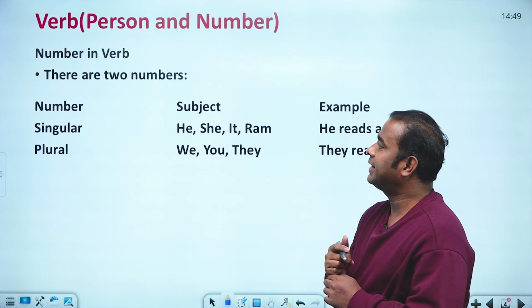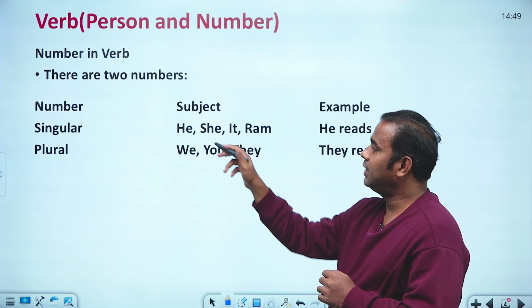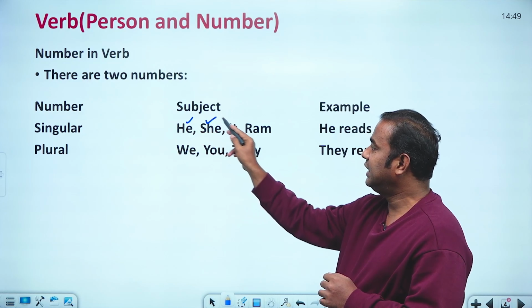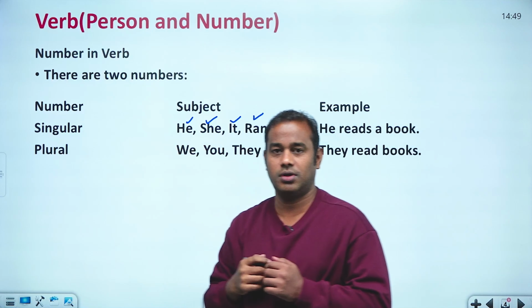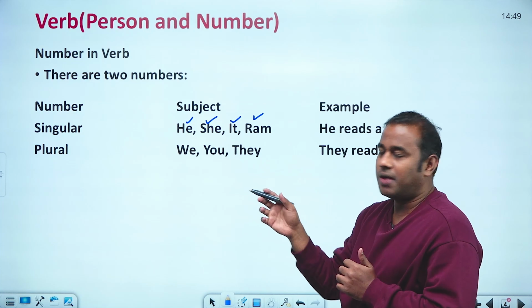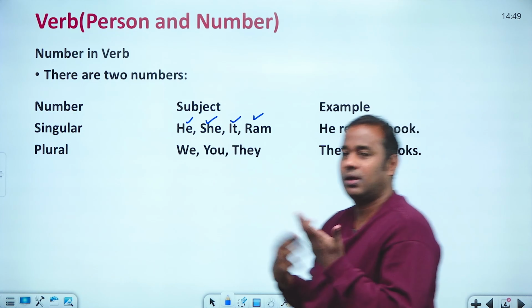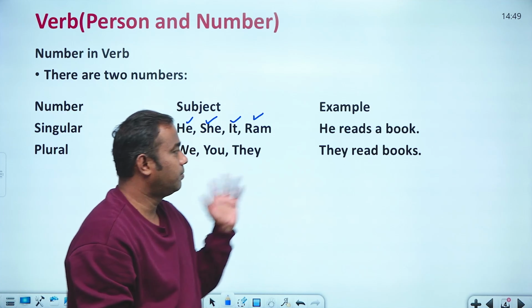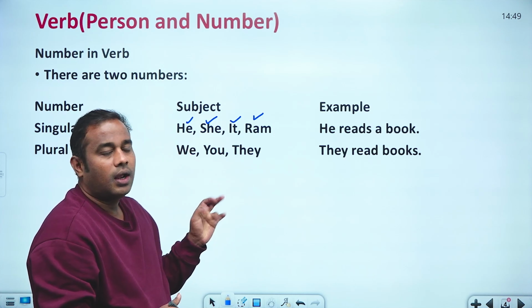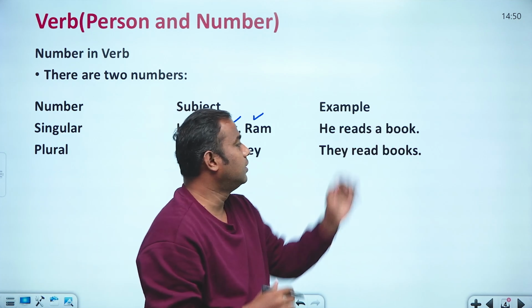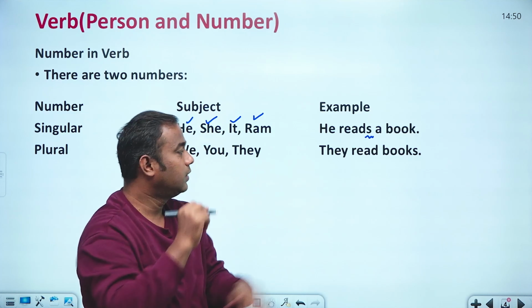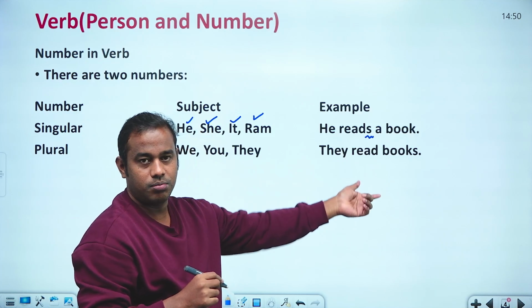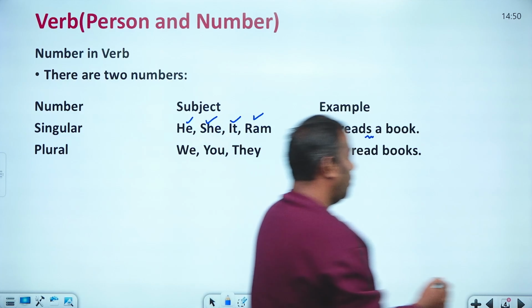So now have a look here. There are two numbers, singular and plural. So he, she, it, Ram is called singular in quantity. The plural form is we, you, they. We can call it plural in quantity. Okay, so here is some example. He reads a book. You are going to add s at the end of the verb here. And they read a book. Okay, like this.